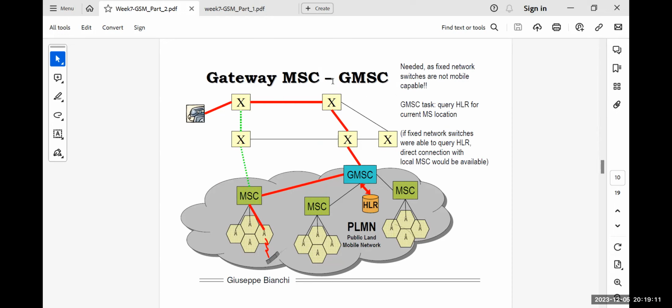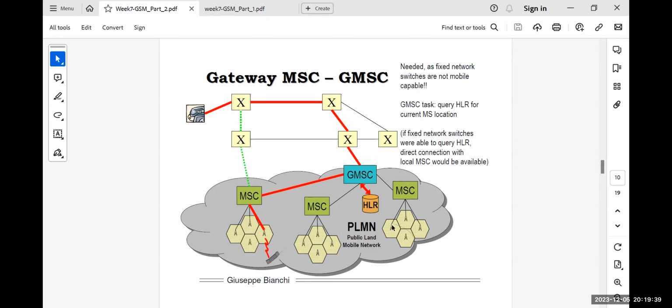Then we have the gateway MSC. Right. So we've talked about this, that a number of MSCs are there, and eventually they are connected to some GMSC, and GMSC is the gateway MSC. So the gateway MSC is basically needed as the fixed network switches are not mobile capable. The GMSC's task is to query the HLR for the current mobile station location. If fixed network switches were able to query the HLR, a direct connection with the local MSC would be available.